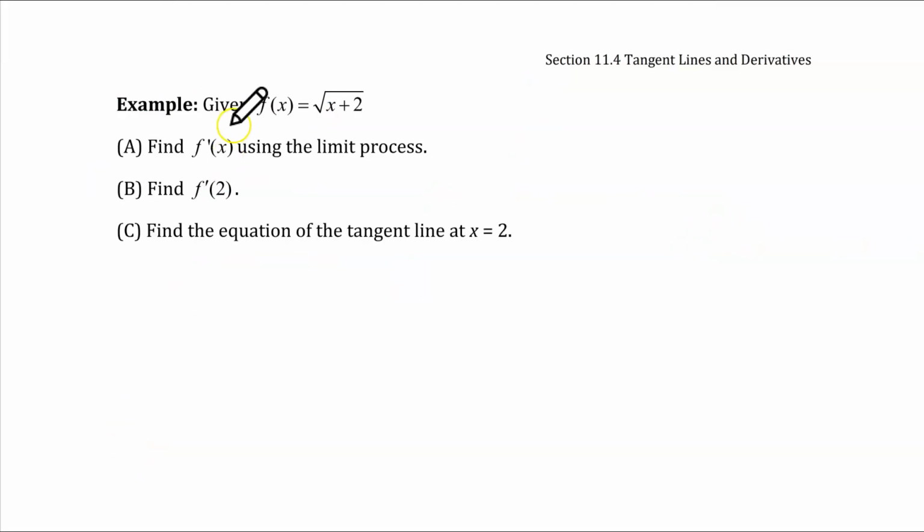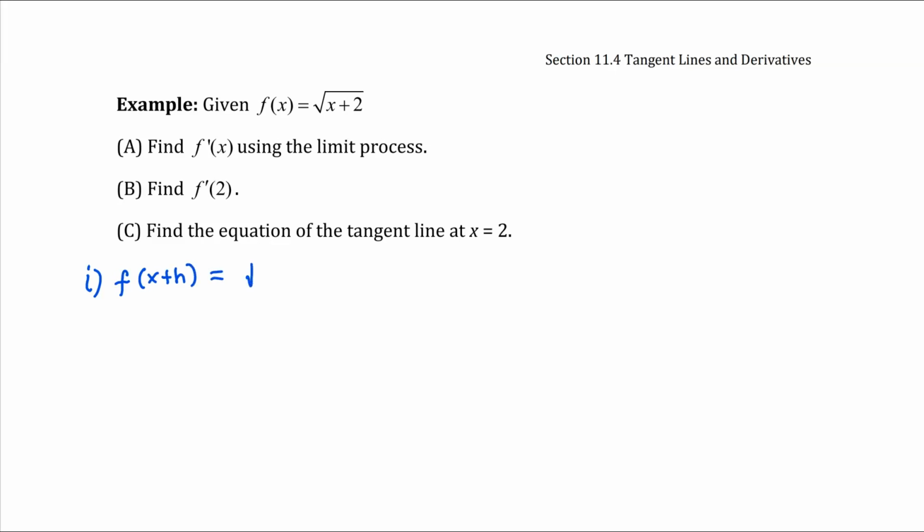Another example, given f of x is equal to the square root of x plus 2, find the derivative of f using the limit process, find the derivative at x equals 2, and find the equation of the tangent line at x equals 2. Now, to obtain the derivative of the function, the first step is to find the expression for f of x plus h.